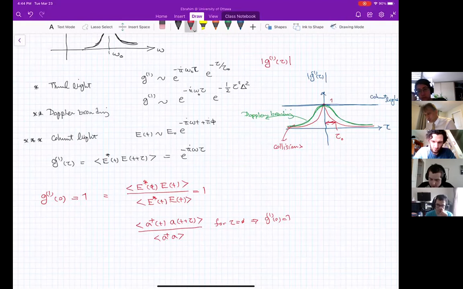The value of G1 decreases to 1 divided by e. And then for Gaussian, that is what we show, it is from here to here, square root of 2 of delta. Okay. Clear?